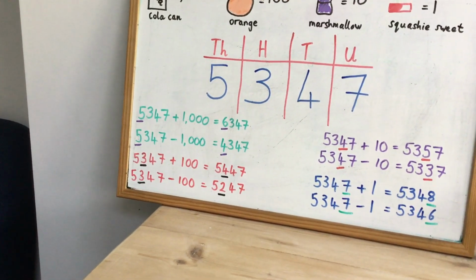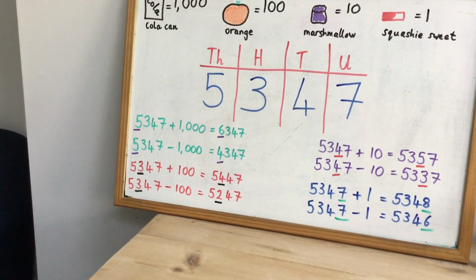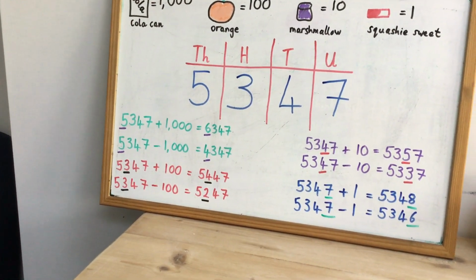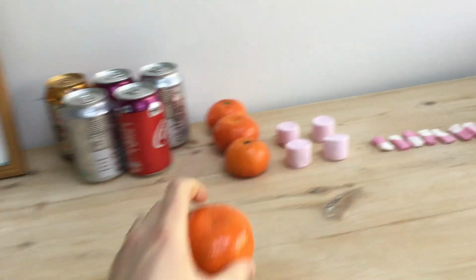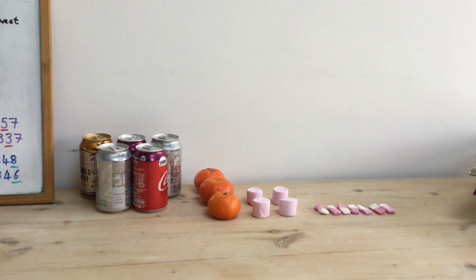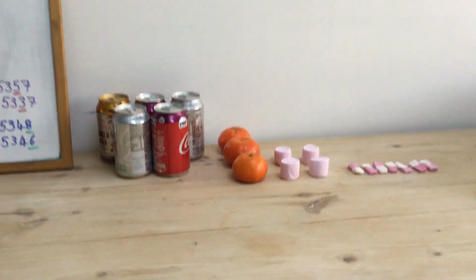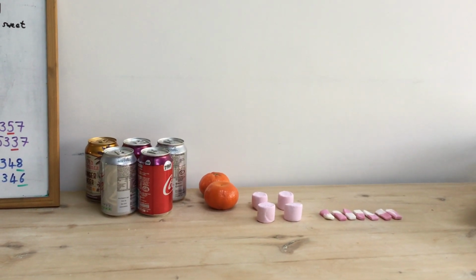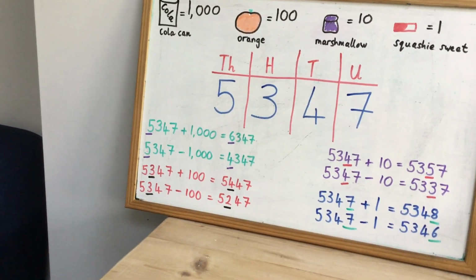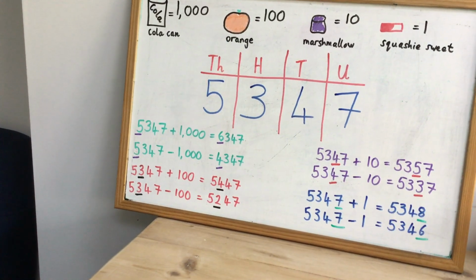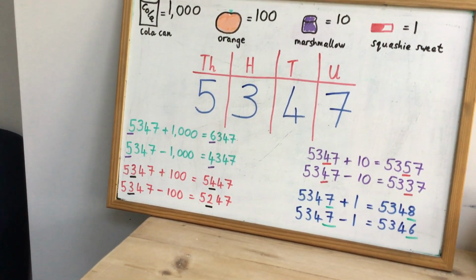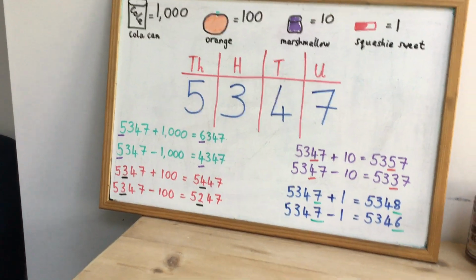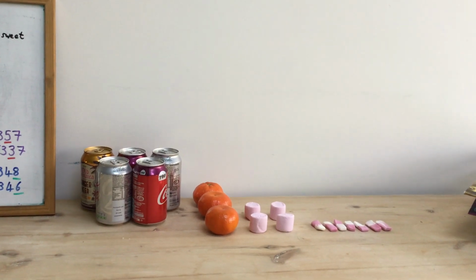You can see the only number that has changed is the hundreds digit. It's gone up by 1 from 3 to 4. If I take my orange away again, I'm back to my original number. This time I'm going to subtract 100. So I'm going to take one of my hundreds away. The new number I've made is 5,247. And again, as you can see, in my calculation, the only number that has changed is the hundreds digit. It's gone down by 1 from 3 to 2. Let's put that back.